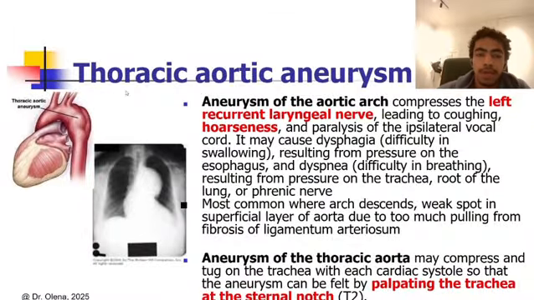We have the thoracic aortic aneurysm. The most common area for it to occur is where the aorta begins to descend. It's caused by a fibrosis of the ligamentum arteriosum, which is the remains of the ductus arteriosus. We'll get to that in a second. But essentially, it will cause dysphagia, which is difficulty swallowing, difficulty in breathing, and it can be felt by palpating the trachea at the sternal angle.